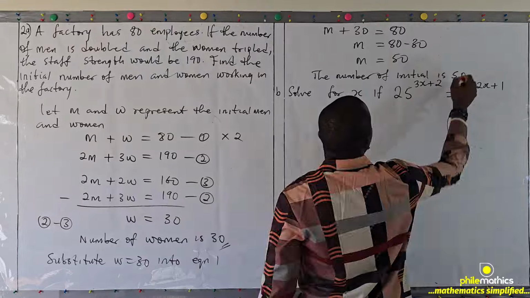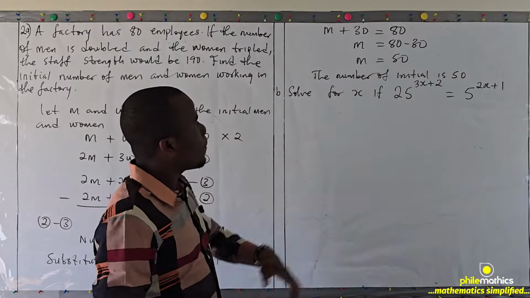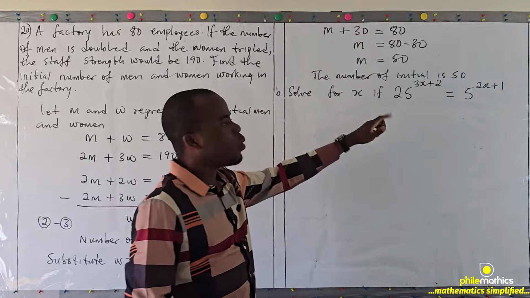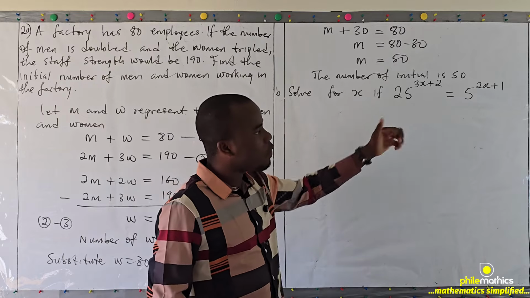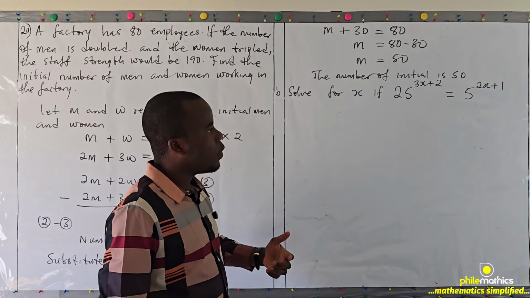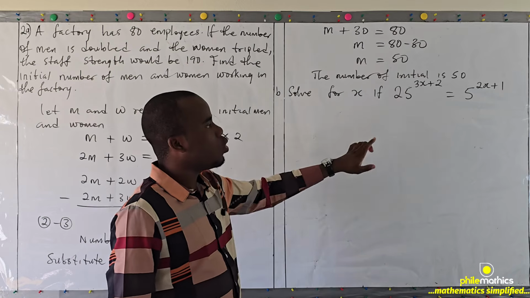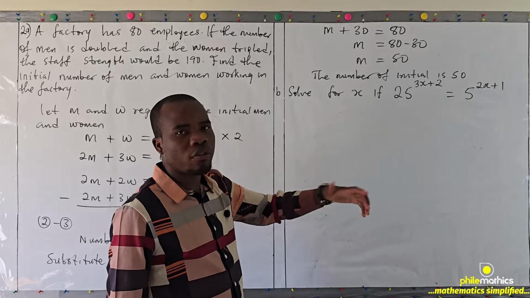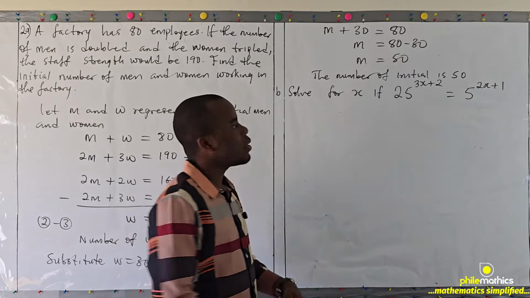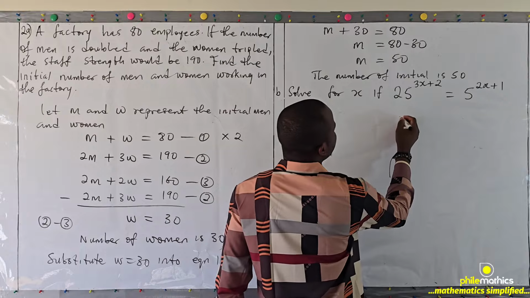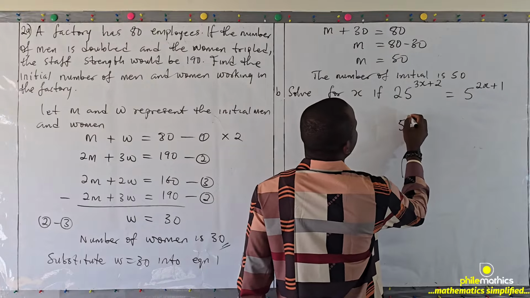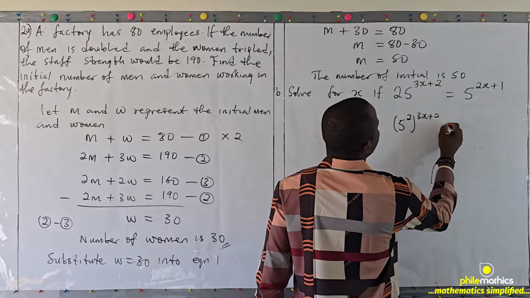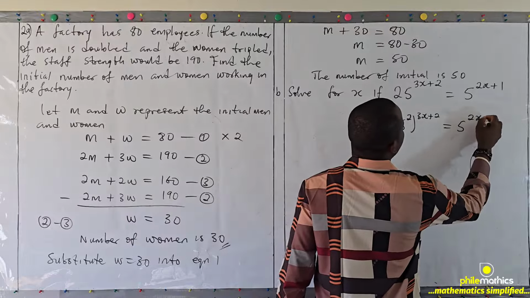is 50. B says solve for x if 25 to power 3x plus 2 equals 5 to power 2x plus 1. So what you want to do here is to put this 25 in index of 5 and then use the laws of indices to find what x is. So 25 is same as 5 square, and so this is 3x plus 2. This is 2x plus 1.